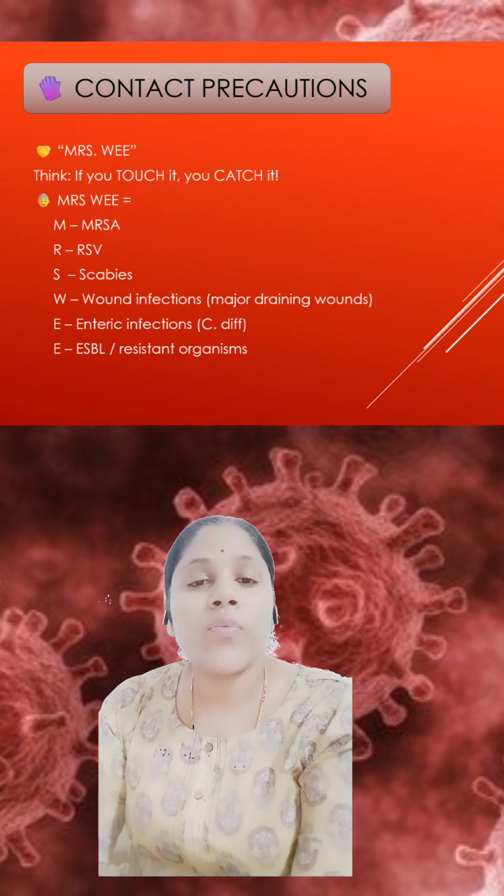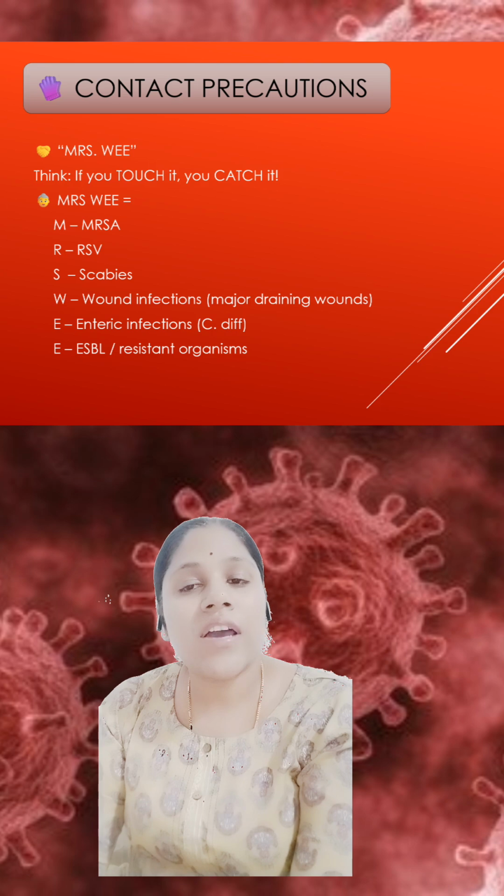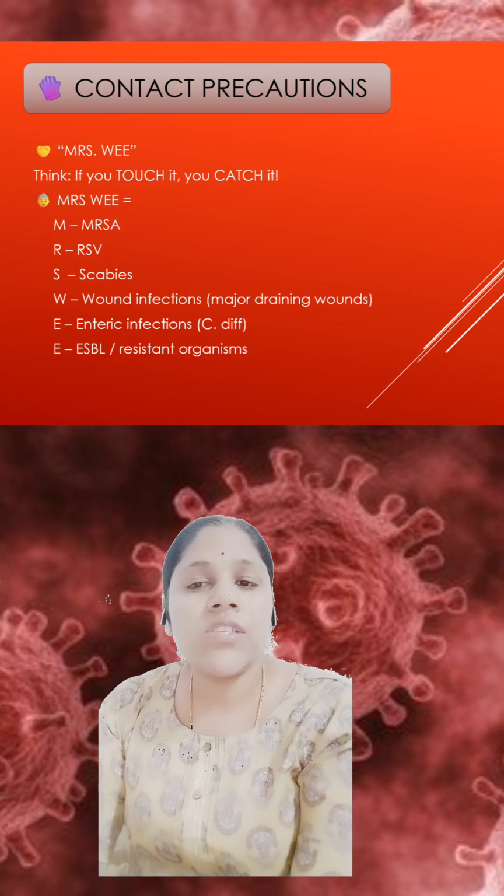And next, coming to the contact precautions, we are going to remember with Mrs. V. Think, if you touch it, you will catch it. Yes. M for MRSA, R for RSV. That is M for methicillin resistant Staph aureus, R is for respiratory syncytial virus, S for scabies. V is for wound infection, any major draining wounds. E is for enteric infection, that is Clostridium difficile. And E is for resistant organisms.